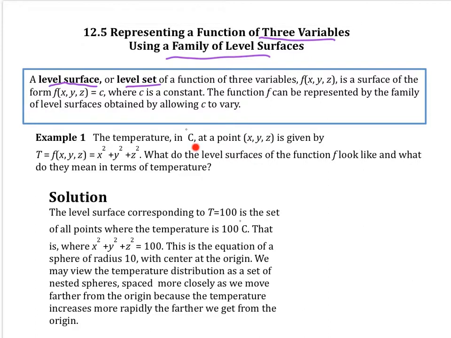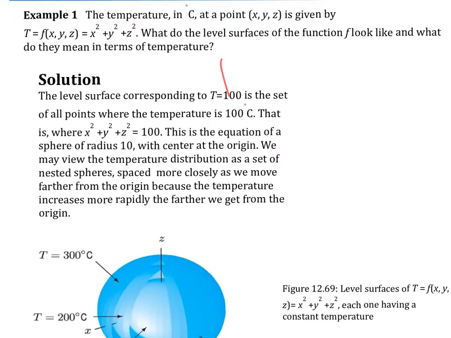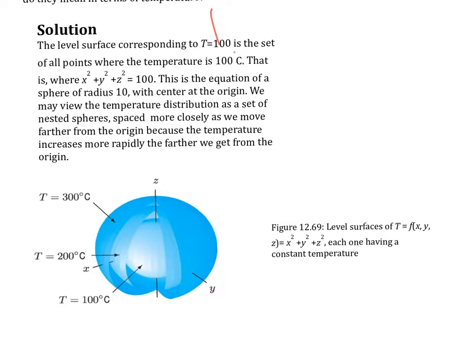Example number 1: the temperature as we go here is based upon 3 variables, one in the x direction, y direction, and z direction. What do the level surfaces of the function look like, and what do they mean in terms of temperature? When we have this function, we're going to look at this level surface and all these level surfaces. Here's a picture down here of this. I have some sort of cold source in the middle here, or however you want to look at it, and as we get further away from this, we're going to have different layers.